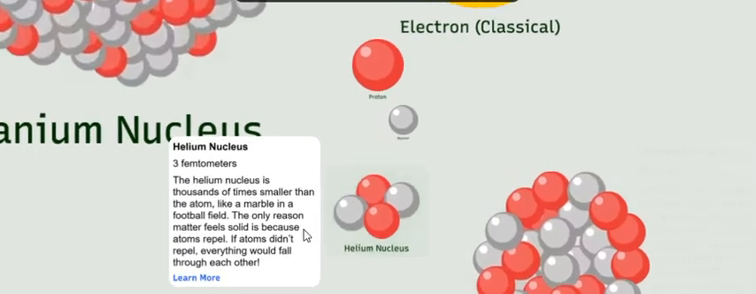Helium nucleus, 3 femtometers. The helium nucleus is 1,000 times smaller than the atom, like a marble in a football field. The only reason matter feels solid is because atoms repel. If atoms didn't repel, everything would fall through each other.